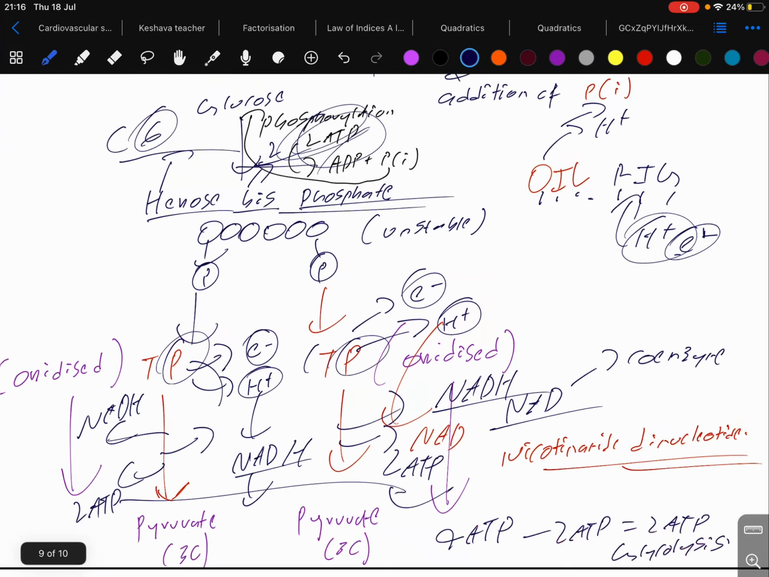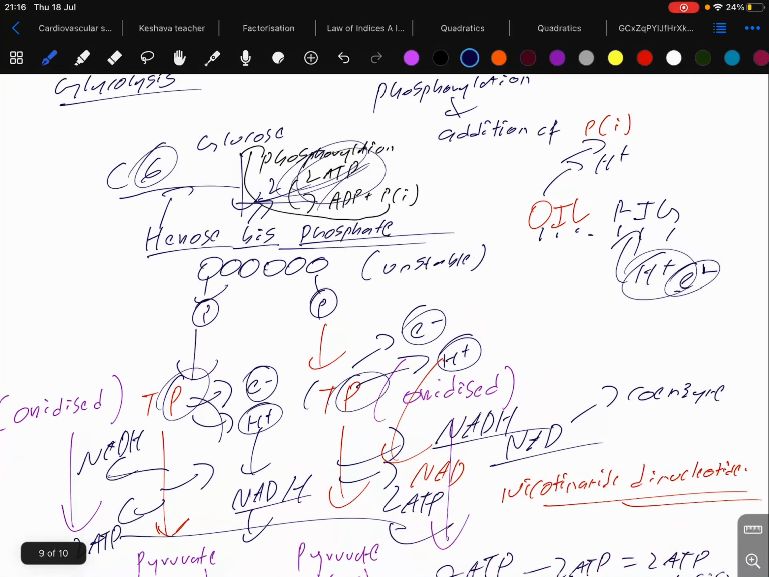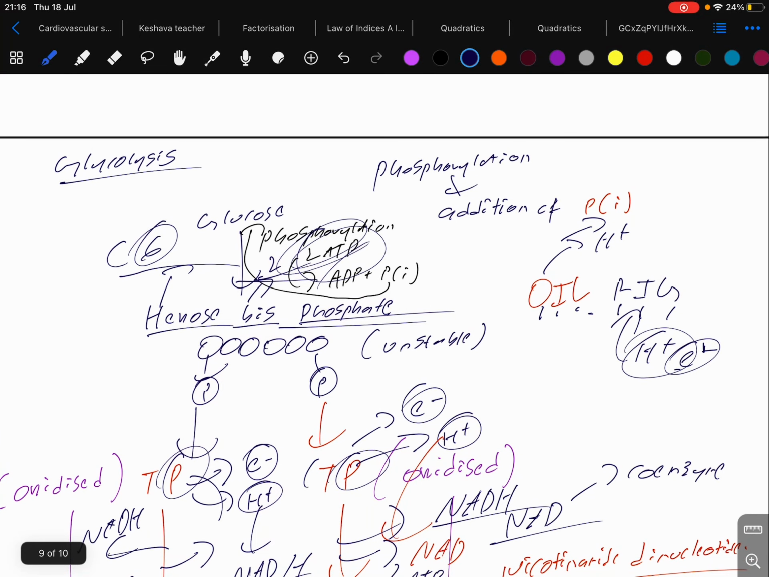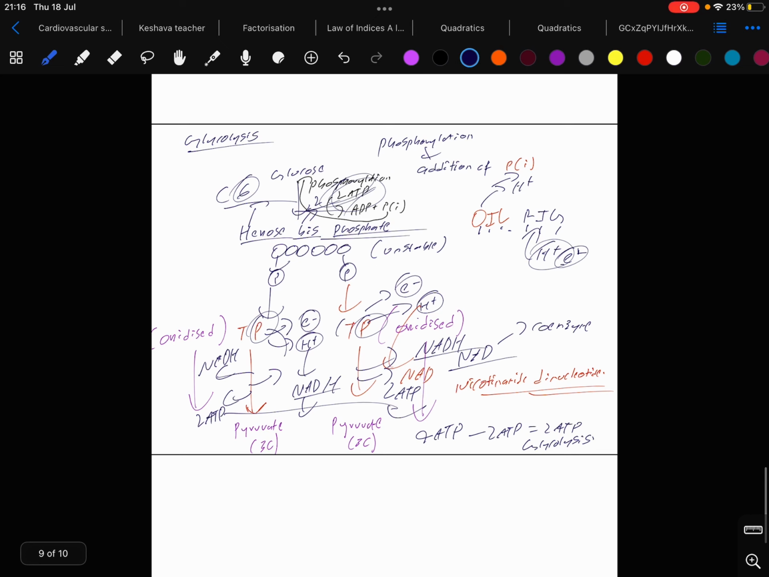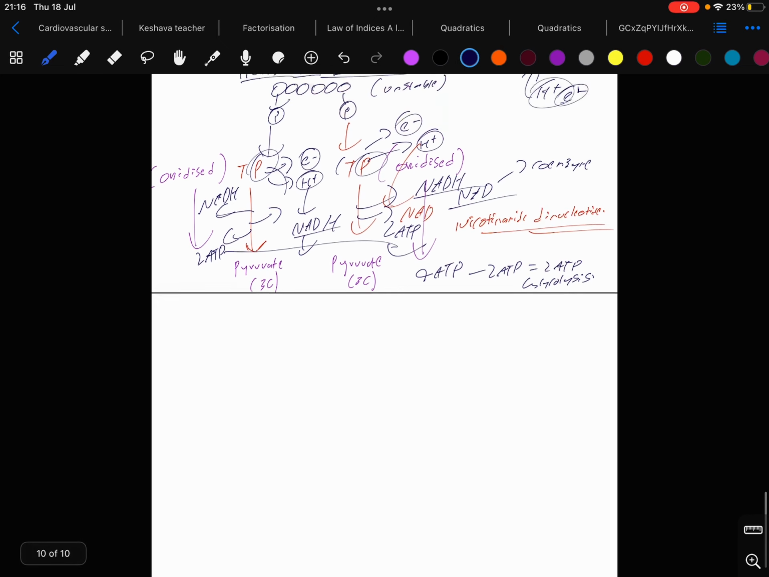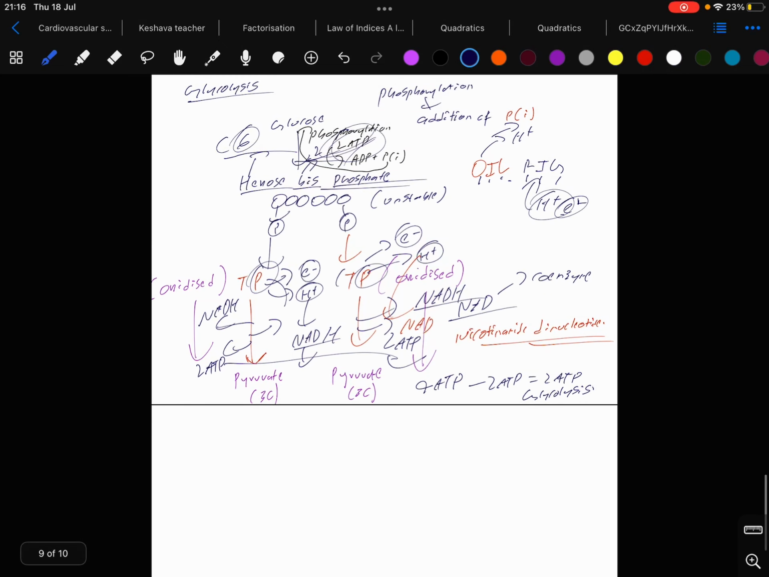Right? So that is the whole process of glycolysis. And by the way, the diagram looks so stupid, it's a bit messy. I'll probably try to paste a nice diagram next to the video.